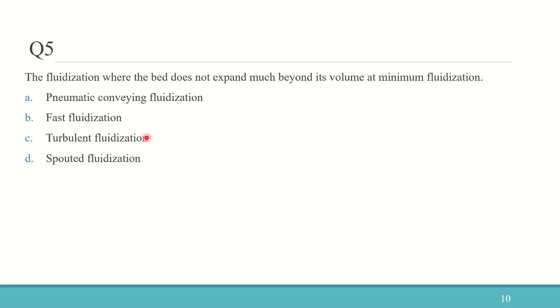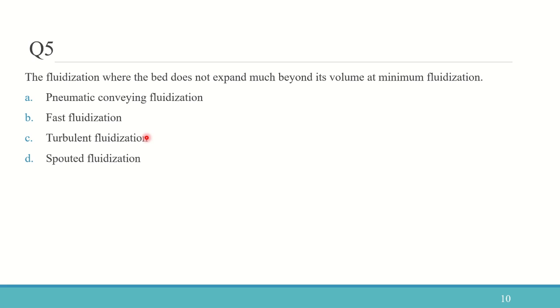So again we need to understand what the question is about. The question is about what type of bed does not expand much beyond its height, much beyond its volume at minimum fluidization. So here the bed size almost remains constant. So from that itself we can eliminate a few options from this particular set. So in option A, it is pneumatic conveying fluidization.